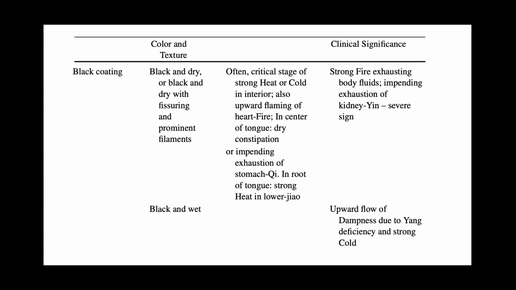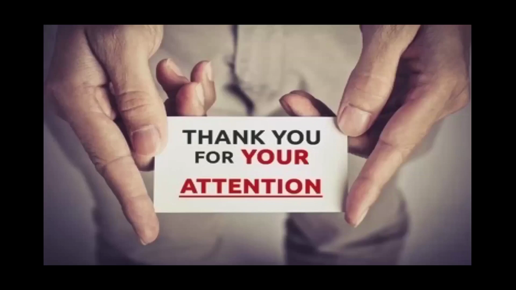If the coating is black and dry, or black and dry with fissuring and prominent filaments, this is often a critical stage of strong heat or cold in the interior. Also, upward flaming of heart fire in the center of the tongue, dry constipation or impending exhaustion of stomach qi in the root of the tongue, strong heat in the lower jiao. The clinical significance: strong fire, exhaustion of body fluids, impending exhaustion of kidney yin, severe sign. If it is black and wet, then this means upward overflow of dampness due to yang deficiency and strong cold.